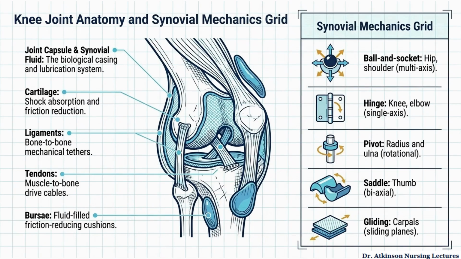The knee is the best model for synovial joint mechanics. The capsule and synovial fluid provide structure and lubrication. Synovial inflammation causes synovitis, and excess fluid causes effusion, assessed by ballottement. Cartilage absorbs shock, and when it wears down, osteoarthritis develops. Ligaments connect bone to bone, with ACL and MCL injuries common. Tendons connect muscle to bone and can develop tendinitis or rupture. Bursae cushion the joint, and inflammation causes bursitis. Synovial joint types include ball and socket, hinge, pivot, saddle, and gliding. Know which movement each allows.